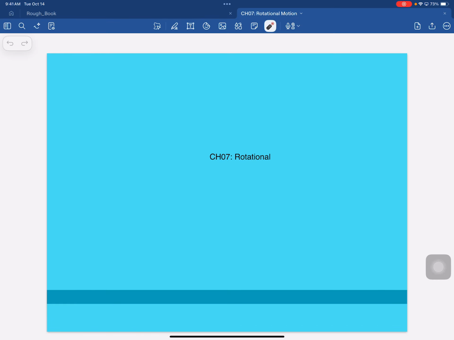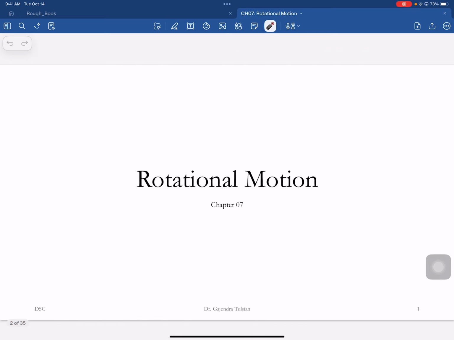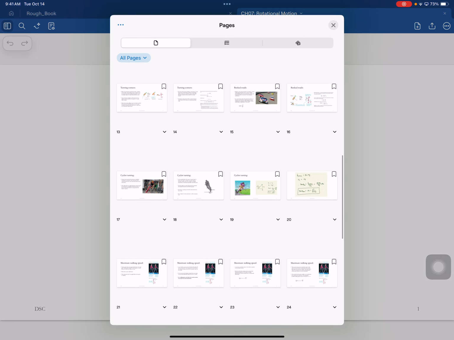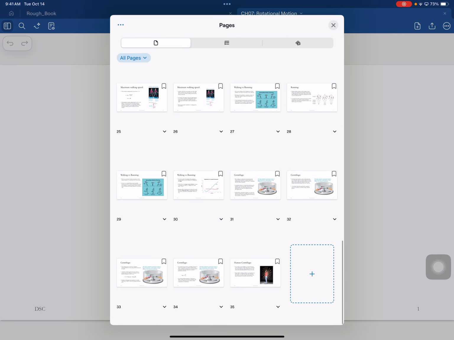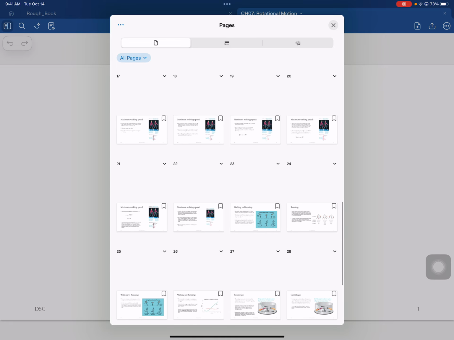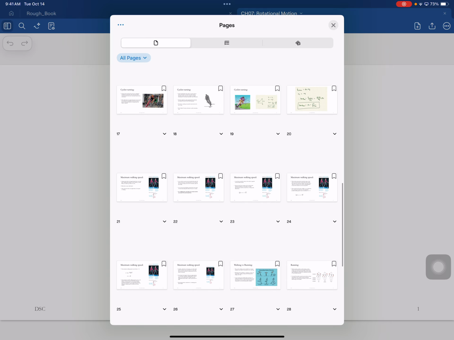We'll talk about rotational motion. By the way, I was changing the slide just a minute ago and it didn't synchronize properly, so let me make sure I have all the slides. All right, looks like I do have all the slides. Okay, good.